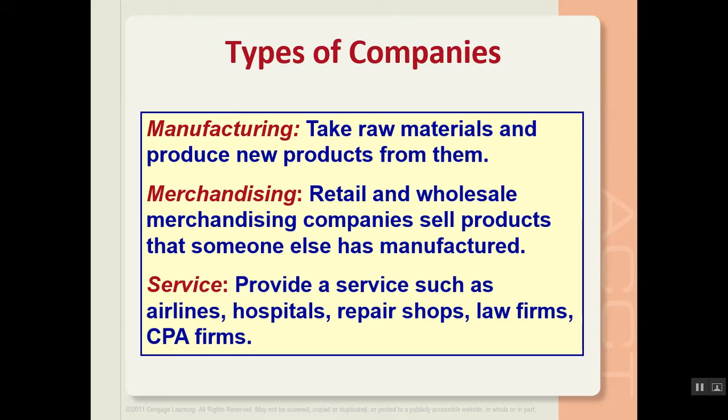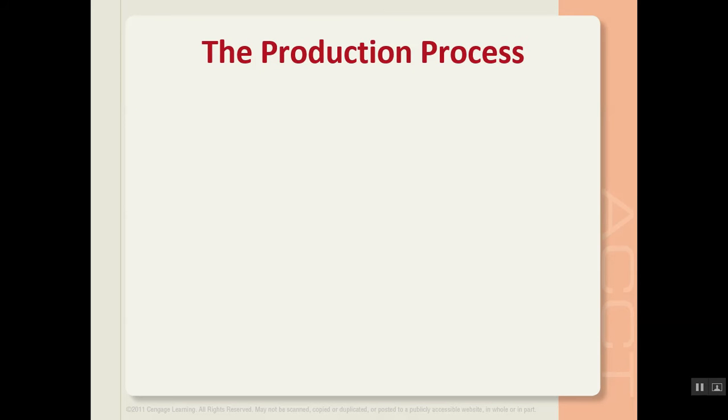We have our traditional manufacturing company, which takes raw materials and makes products with them. We have a merchandising company, which is basically buying products from another company and then selling them. And then we have a service organization, which doesn't have products that they're selling, but instead has services.